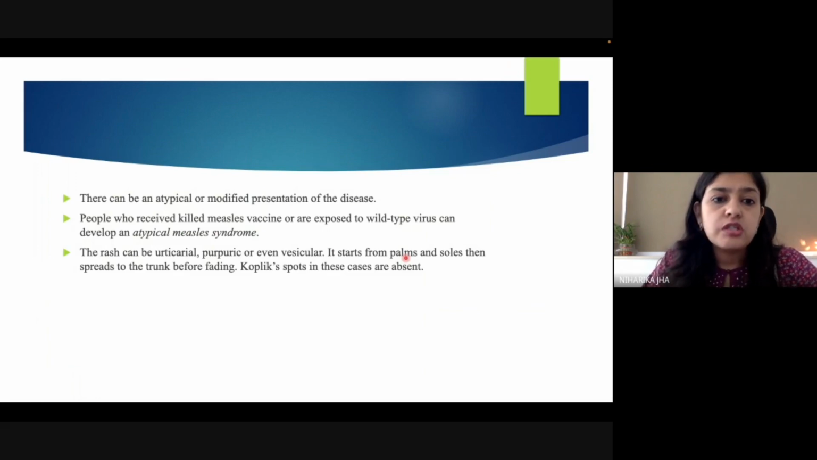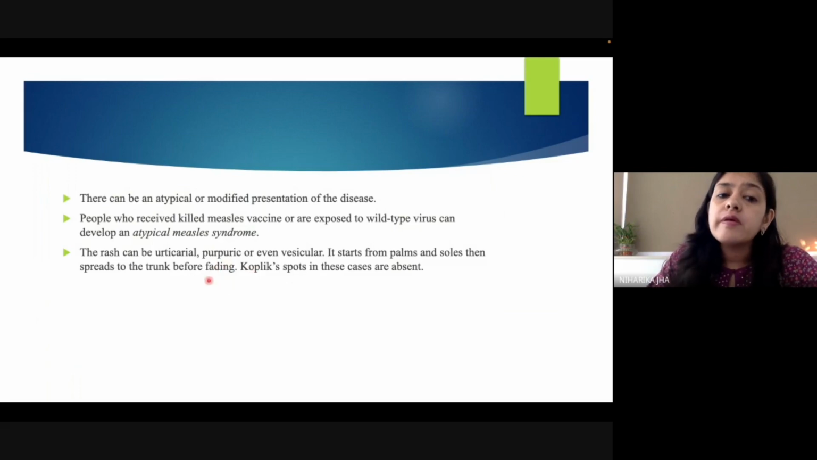Because of the vaccination, patients now are developing atypical or modified presentation of the disease, either because of the vaccine or because they are previously vaccinated or because of the wild type of the virus, and they develop something which is known as atypical measles syndrome. So in these patients, what is different from the normal cutaneous manifestations of measles? First, talking about the Koplik spots, these patients might not have Koplik spots and they are totally absent, or they might be present at other sites except for the normal buccal mucosa, sites such as the palate or the conjunctiva or the vaginal mucosa, as I've already talked about.